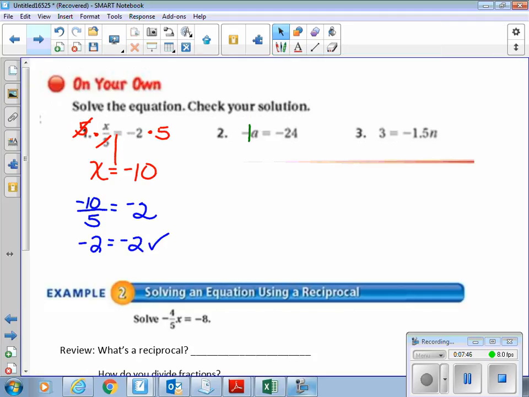In number 2, we're trying to get rid of negative 1 times a. The opposite of multiplication would be division here. I'm trying to get rid of a negative 1, therefore I'm going to divide by negative 1. Negative 1 divided by negative 1 would give me a positive a.